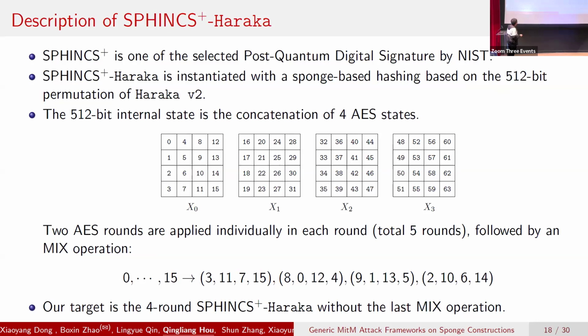We take Sphinx Harlock as an example. Sphinx Harlock is a sponge-based hashing based on the 512-bit permutation of Harlock volume 2. The internal state is a concatenation of 4 AES states. In each round, 2 AES rounds are applied individually on each AES state, followed by a column-wise mix operation. Our target is 4-round Sphinx Harlock without the last mix operation.